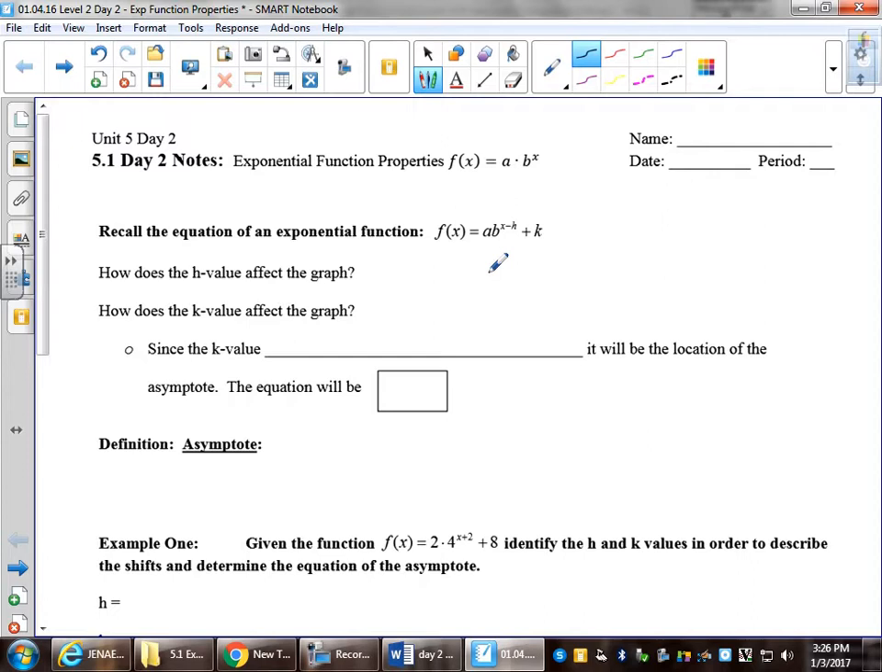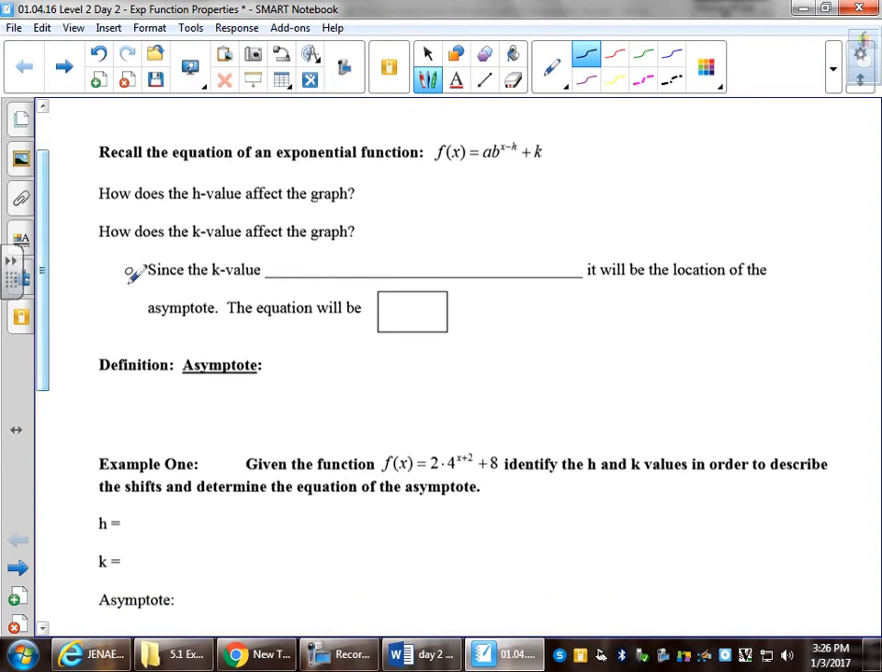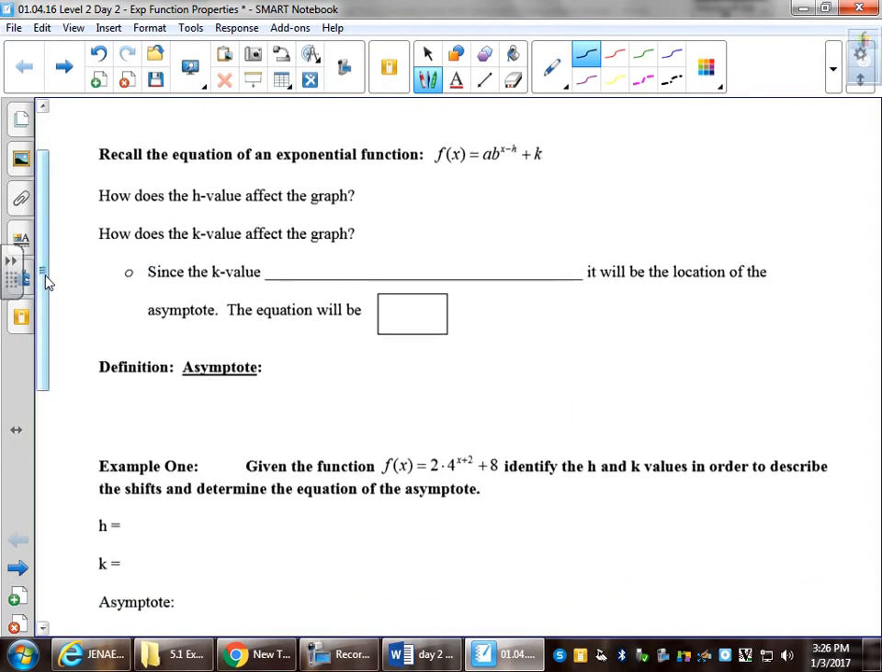This is something that it would be very worthwhile to literally write like 10 times over and over until you just know. f(x) = a times b to the (x minus h) plus k. We need to have that memorized. We're first going to look at how h and k actually affect the graph. So let's get into some notes.